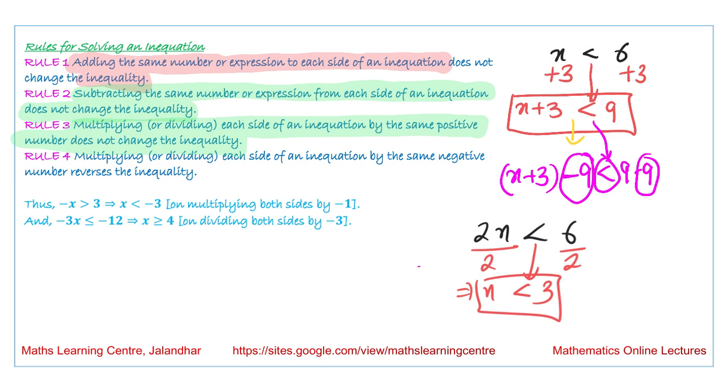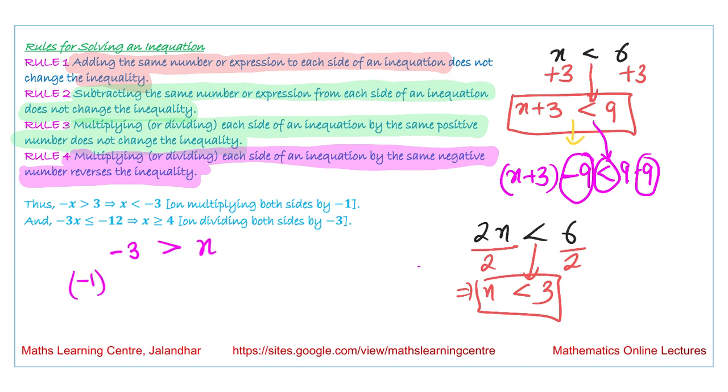And the last case we have: multiplying or dividing each side of an equation by a negative number reverses the inequality. So, suppose I am saying that minus 3 is greater than x and I am multiplying both sides with minus 1, then this greater than sign will become a less than sign. This will reverse. So, you will get that 3 is less than minus x.